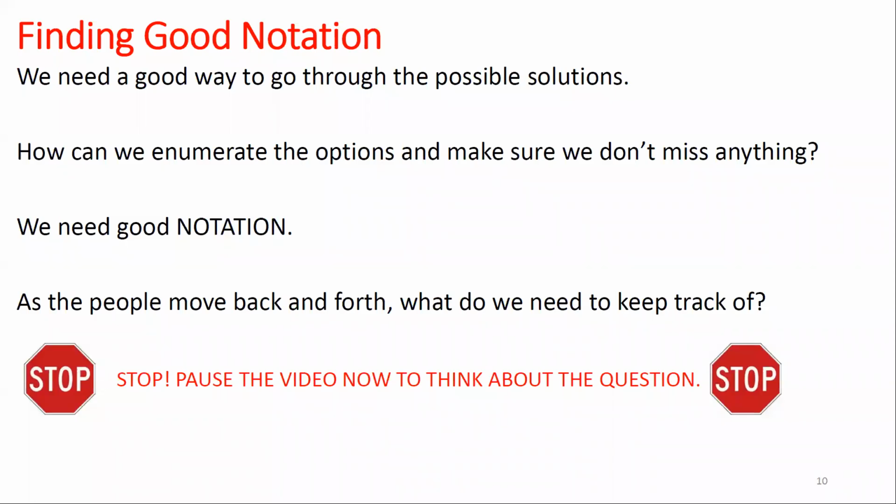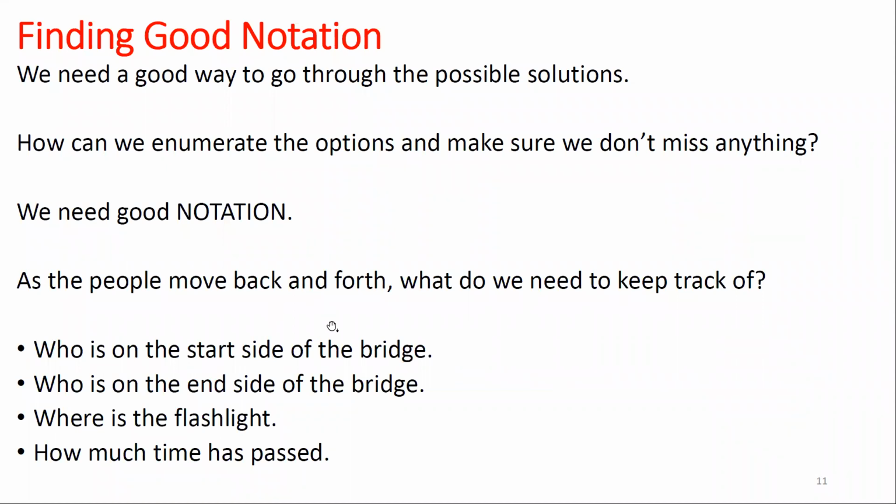All right, welcome back. And so we're talking about how would we come up with good notation. And so here's some things we need to think about. As people are moving back and forth, what do we want to keep track of? We want to keep track of who's on the starting side of the bridge. We want to keep track of who made it to the other side of the bridge. We want to keep track of where is the flashlight. And we also want to keep track of how much time has passed.